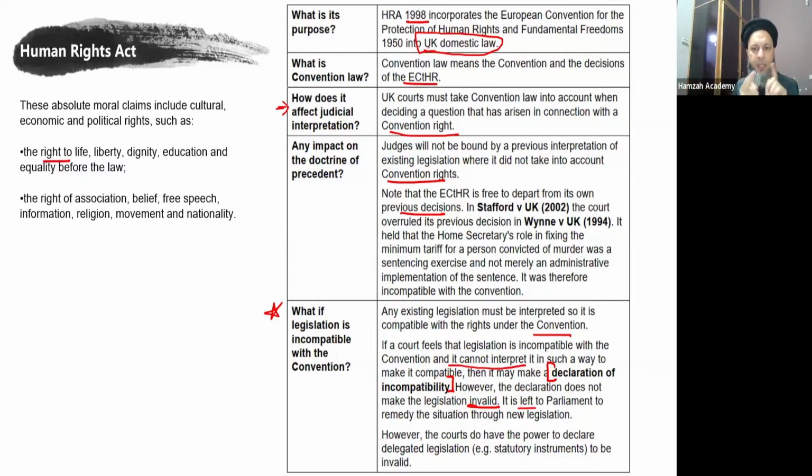They have to either make an interpretation which is compatible with the European Court conventions. Otherwise, they will say that it cannot be made compatible and refer it to the parliament, and the parliament can make it invalid or make changes to it. However, the courts do have the power to declare delegated legislation to be invalid. So you see, an act of parliament cannot be made invalid, whereas delegated legislation can be whenever it is not compatible with the Human Rights Act.